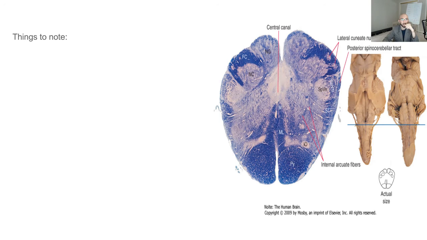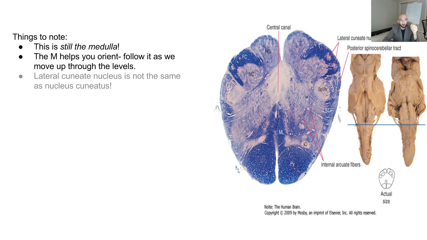All right. Things to note. This is still the medulla. Why? There are no transverse fibers. You're like, what are transverse fibers? Don't worry about it. We're going to see them in a minute, and it's going to be very, very obvious. If you remember from lecture, they are very obvious. If you see them, you're not in the medulla. If you don't see them, you're still in the medulla if we're going from the bottom up. Okay? The ML helps you orient. We spoke about that.